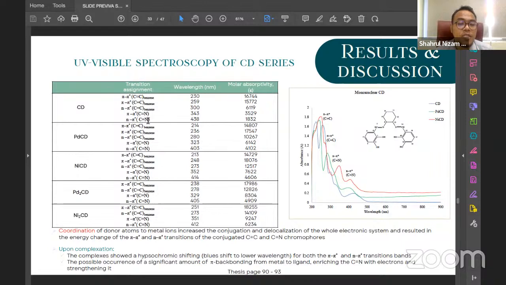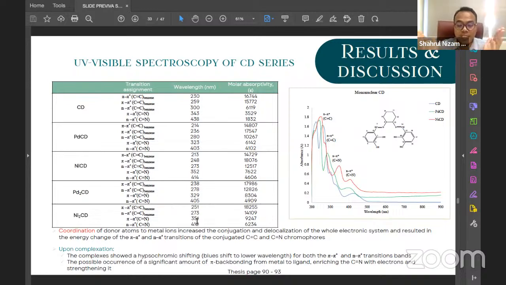N to pi star for the ligand is 438, but when it forms complexes, it reduces to 403. The same thing happened when you form nickel complexes, it reduced to 414. When you form dinuclear complexes, you also reduce to 405 and 412. So this happened. Can anyone tell me what transition this is?